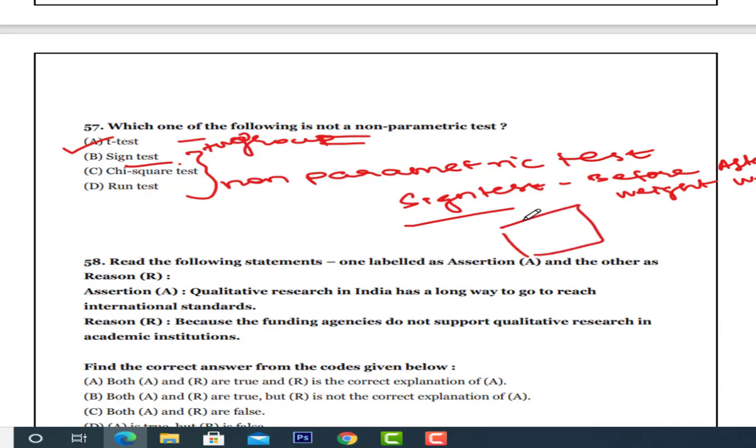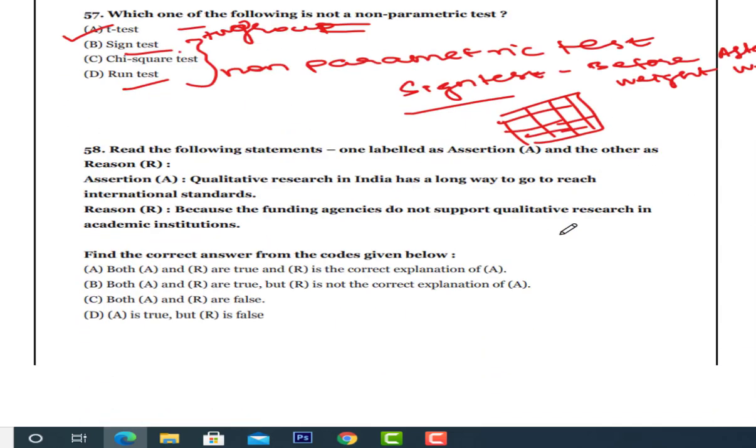And the chi-square test: the variables are represented in a table format and they are manipulated. And the run test is where some sequence of numbers is given to the variable and they are testing 1, 2, 3, 4. So that's called a run test.